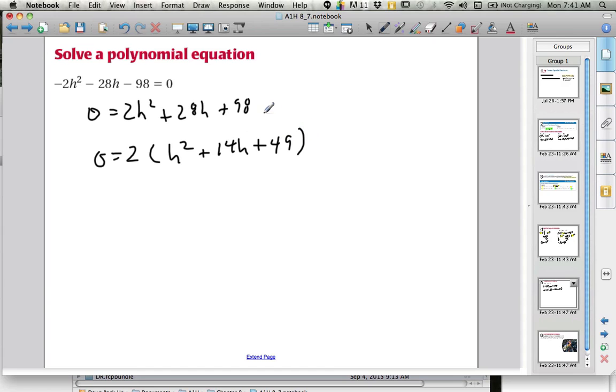Okay, so when I begin a problem, I always want to look to see, is there a monomial factor that I can take out of all the terms? And in this case, there was. I could take out 2.